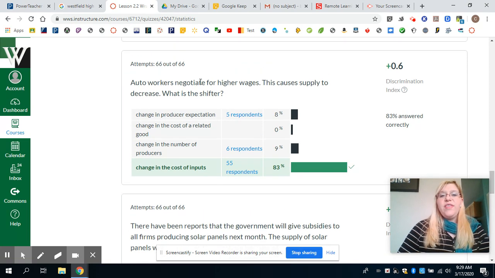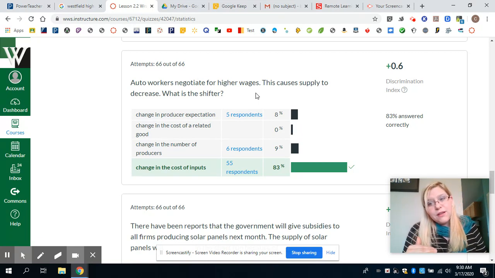Okay, so with this question, I think that maybe some of you just got confused on the whole auto workers thing. Like you just got confused about negotiating for higher wages and what that means. What this line is saying is that the person who's making the cars, the car companies, now have to pay more to their workers. Now, what is that? That's a change in the cost of inputs. They have to pay more for labor. And remember, labor is an input. Labor is one of the things I need to produce my cars. So if the price of labor goes up, then my inputs go up, okay, and my supply decreases.